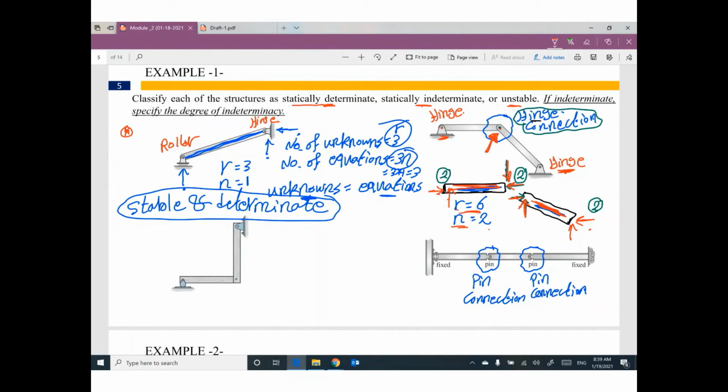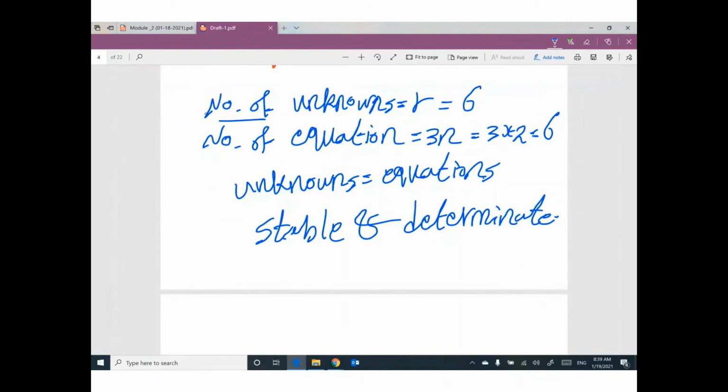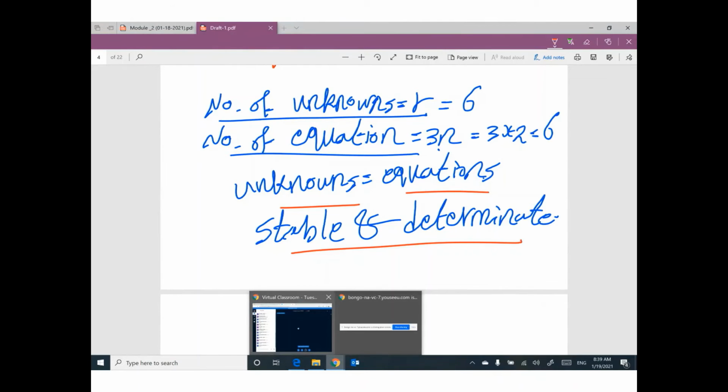So R equals 6, N equal 2. Let's do number of unknowns equal R, number of equations equal 3n. Finally, I found number of equations equal number of unknowns. Your structure will be stable and determined. Any question?